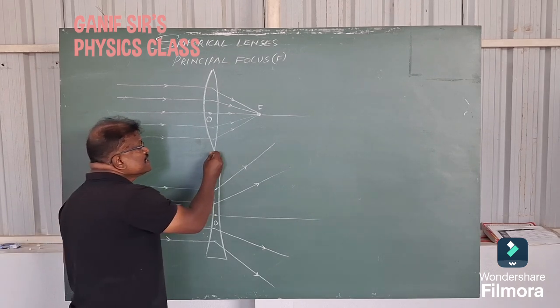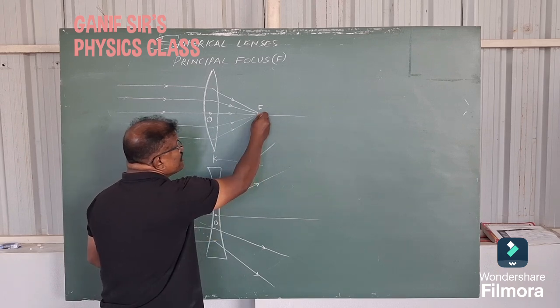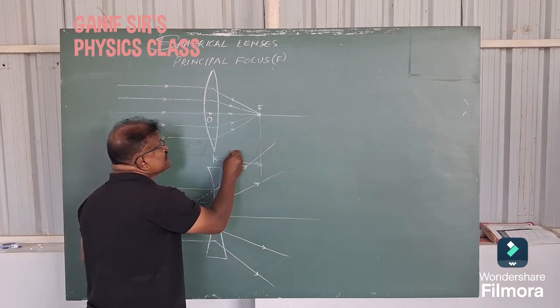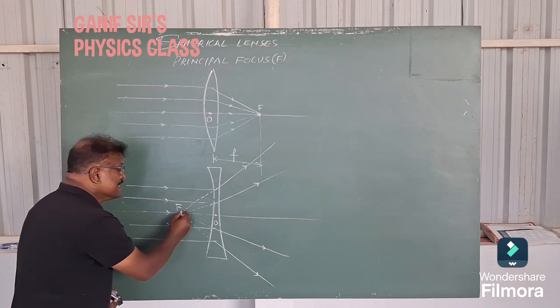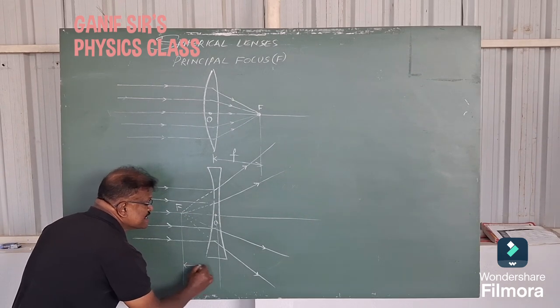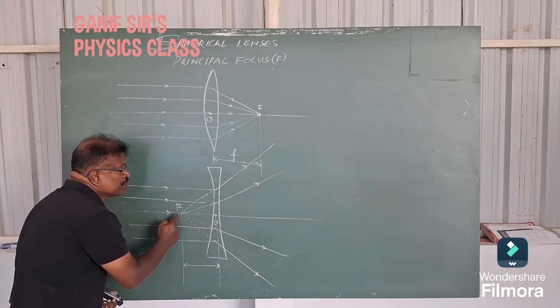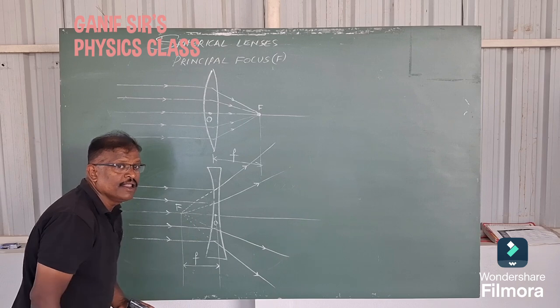Now, the distance between the optic center and the principal focus is known as the focal length. Similarly, in the case of a concave lens also, the distance between the principal focus and the optic center is known as the focal length.